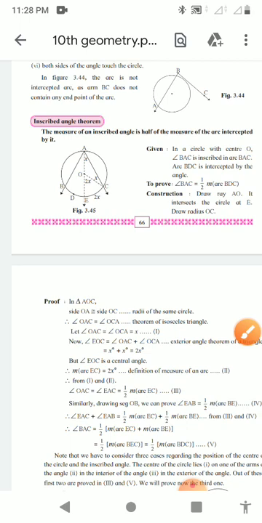Okay, now if this is the complete arc, we can write it as half of the measurement of arc BEC. And if we see here BEC, we can write it also as BDC, because this point D also lies on the arc. So BEC can be written as BDC.